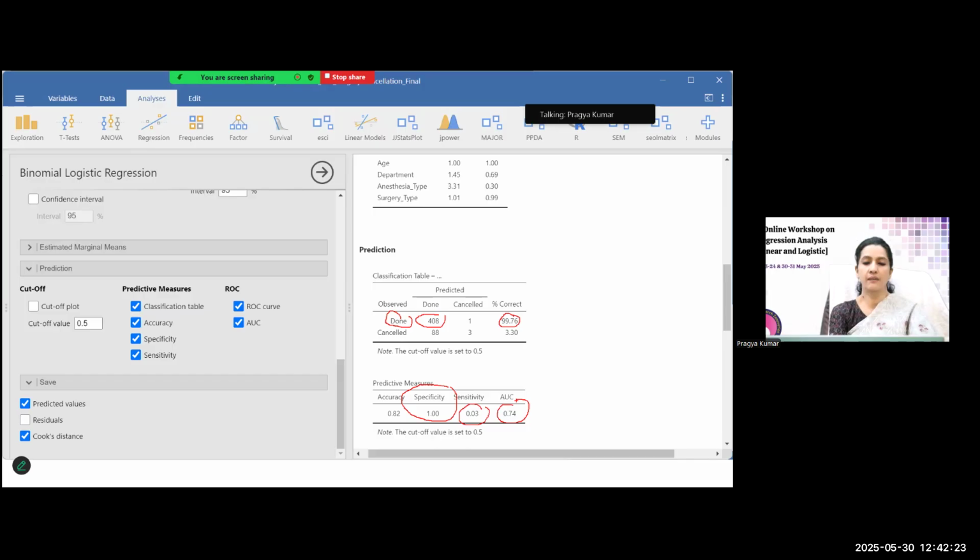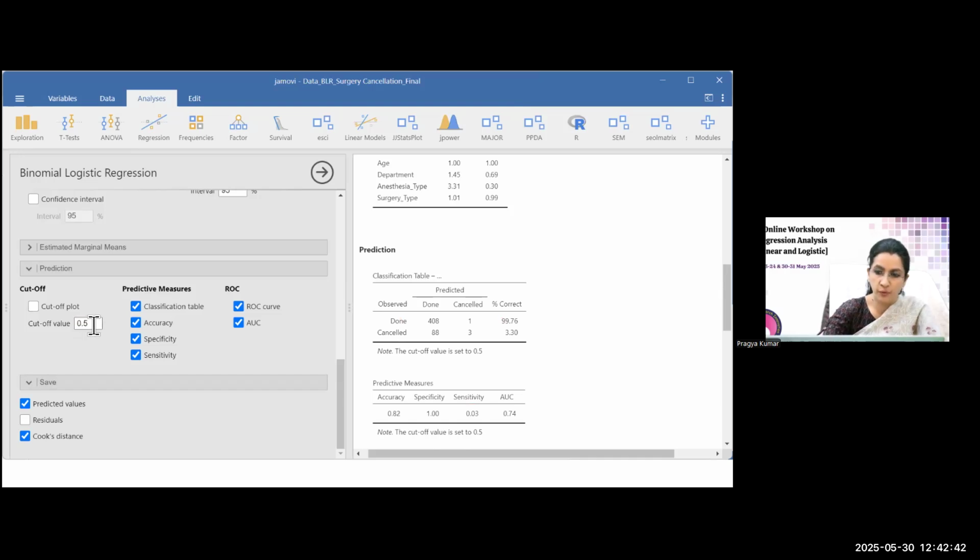Remember, Dr. Hilda, we have decided that the software takes a cutoff of 0.5 or more than 0.5 to say that the outcome has happened. It is by default this cutoff. You can increase or decrease this cutoff. If you don't want to keep this cutoff, you can keep it, let's say, at 0.4. If you keep this at 0.4, then this will be changed. Everything will change.